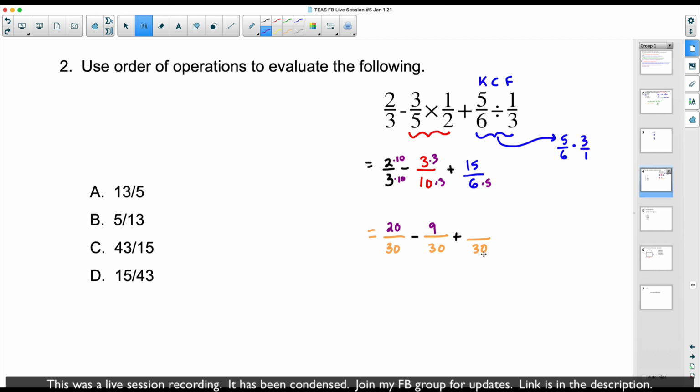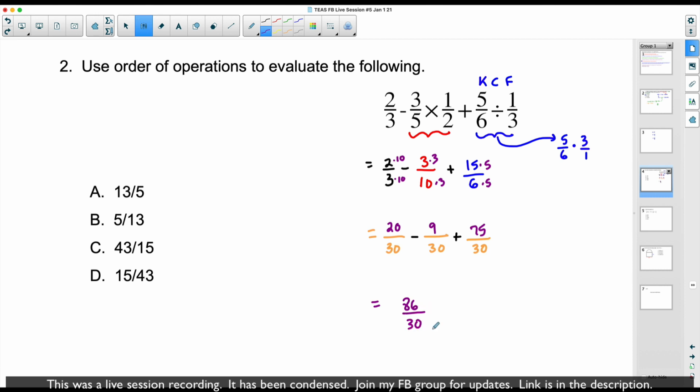That does give us 30 down here. Totally fine as long as we do it to the top. 15 times 5, we get what? 75. And now finally, we can combine these. We can take 20 minus 9. Well, 20 minus 9, that's going to be 11. And then we take 11 plus 75. This is going to give us a numerator of 86 over 30.